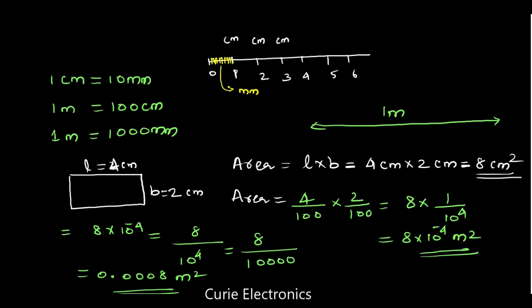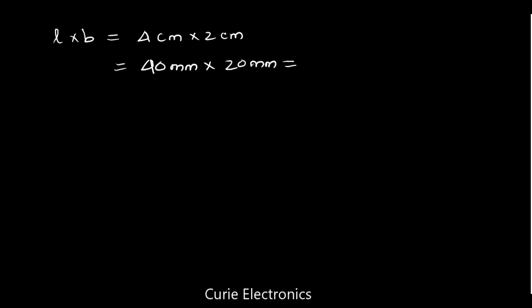You can do it in millimeters also. Now let's see what happens in millimeters. Length into breadth, that is the area, which is equal to 4 centimeter multiplied by 2 centimeter. Now you want it in mm. 1 centimeter is equal to 10 mm. So 40 mm multiplied by 20 mm. Right, what do you get? 800 mm square. Okay, I hope you understood this.